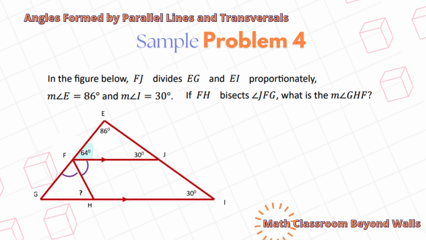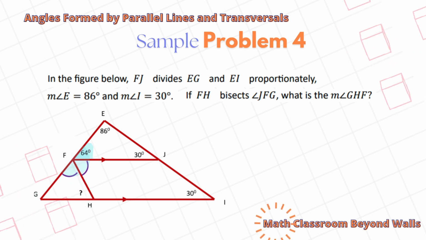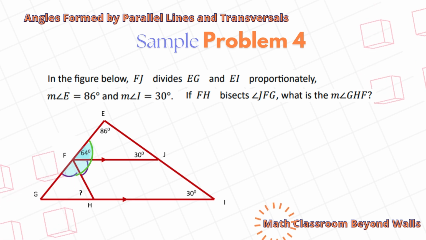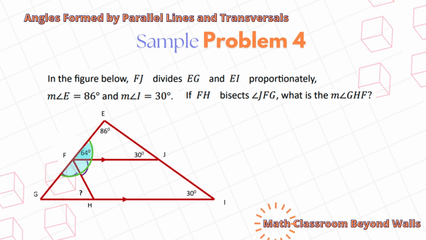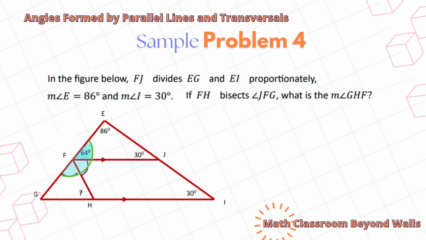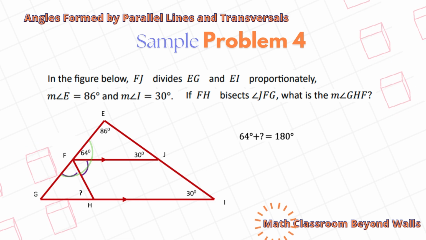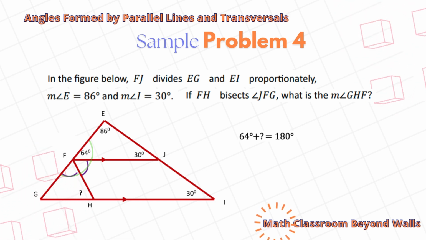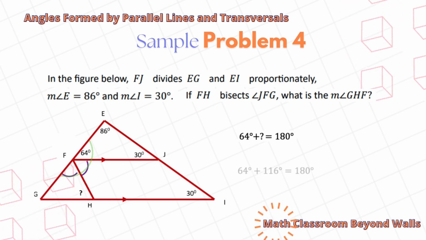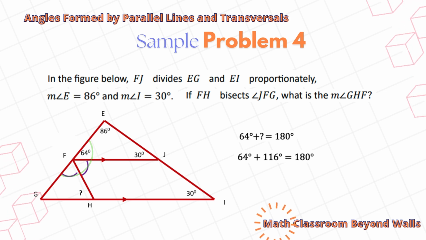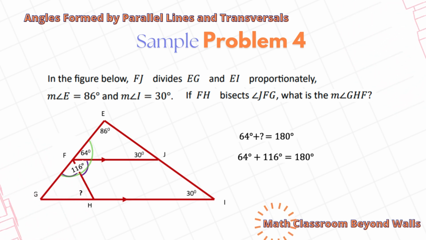Now, the angle with a measure of 64 degrees and angle JFG form a linear pair, and we know that the sum of the two is 180 degrees. So, we can get the measure of angle JFG, right? What number, when added to 64 degrees, gives 180 degrees? You are correct, 116 degrees. So the measure of angle JFG is 116 degrees.